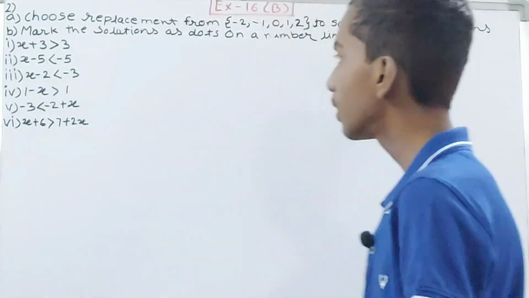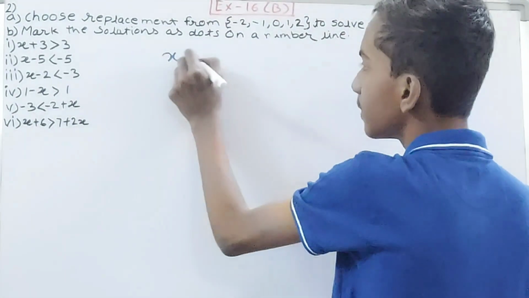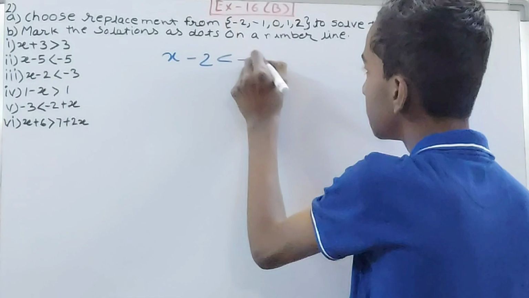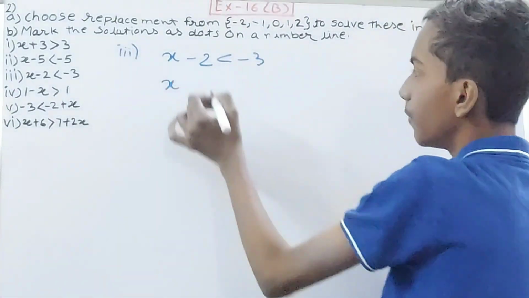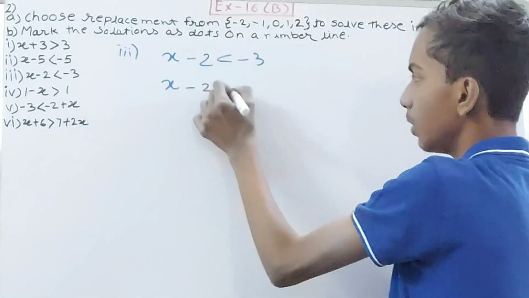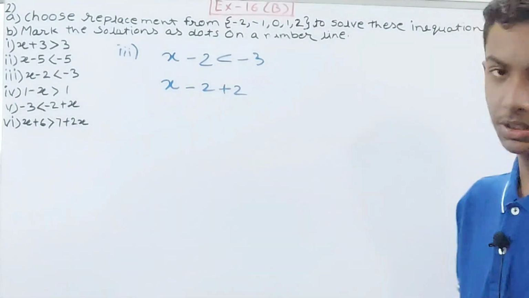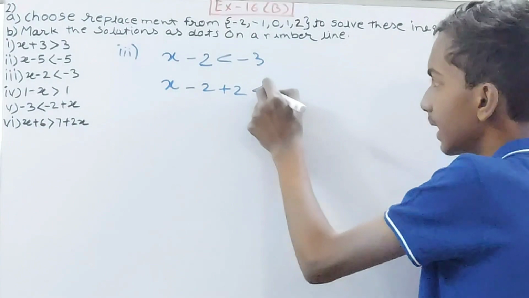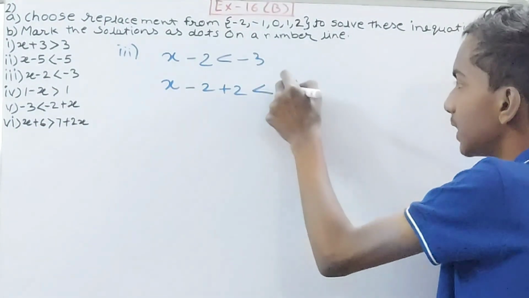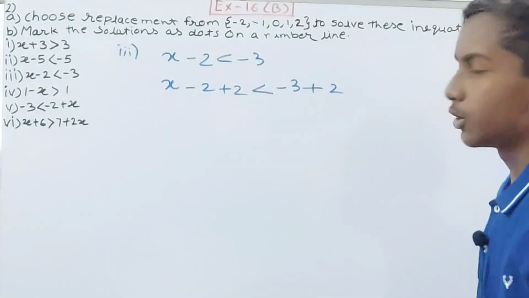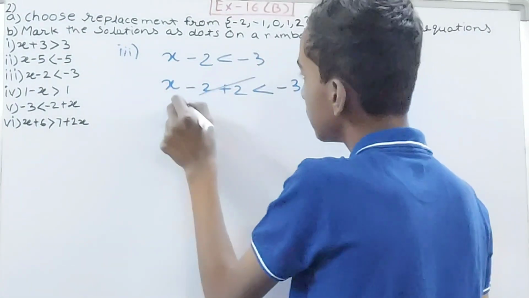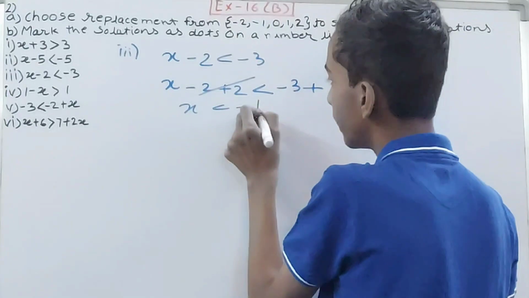Next part we have got x minus 2 is less than -3. This is your third part here. So again I'll keep x alone, so plus 2. So this will give me 0 and is less than -3. What I have done on this side will happen on this side also, so plus 2 here also. So -2 plus 2 cancels, x is less than -1.